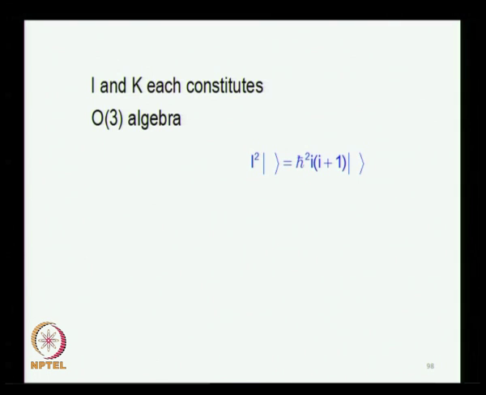So I square operating on a vector will give you an eigenvalue which we know from angular momentum algebra is h cross square I into I plus 1. We already know that from our angular momentum quantum mechanics, right. This is not a new result for us. Having established that I and K are angular momentum, these results automatically come because these come along with the defining criterion of an angular momentum. So all of these are natural ingredients of the properties of angular momentum.